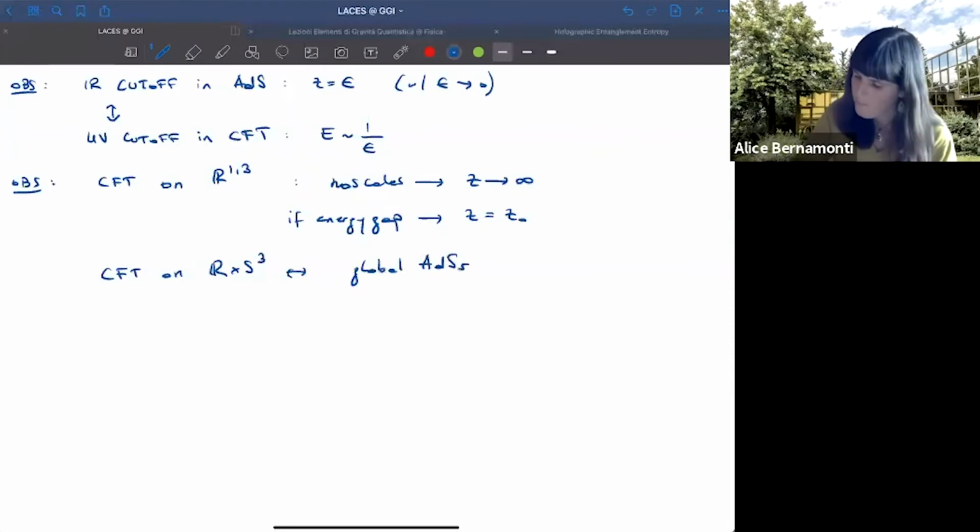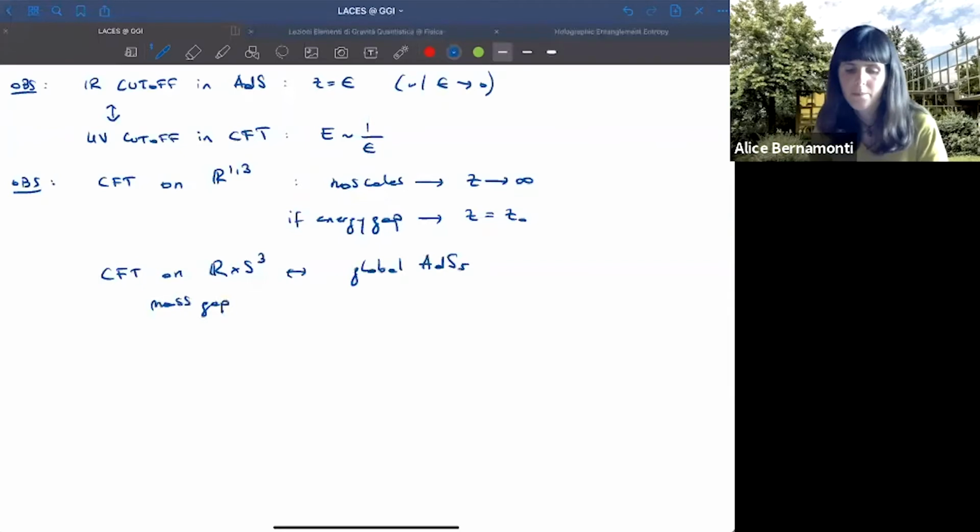And indeed, if we recall what we saw for the causal structure of global AdS, in that case the center of the cylinder is at finite proper distance from the boundary. Well, let me just write it.